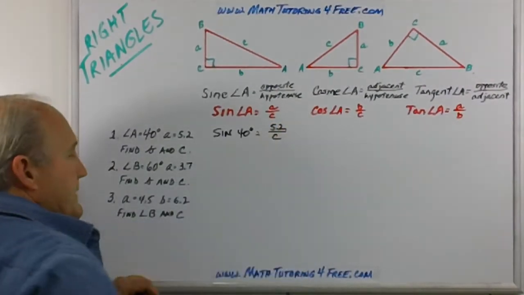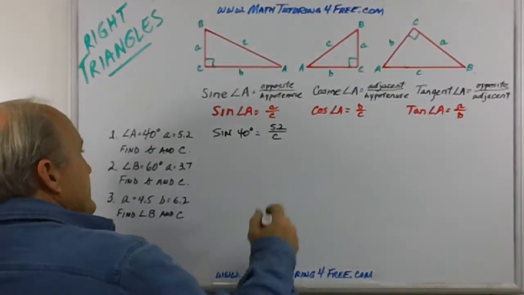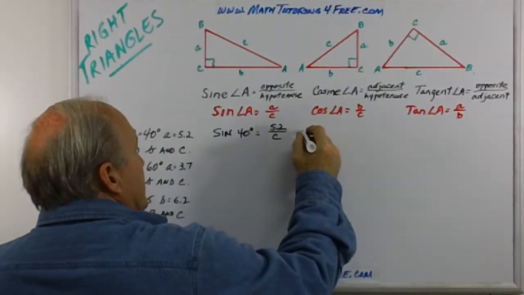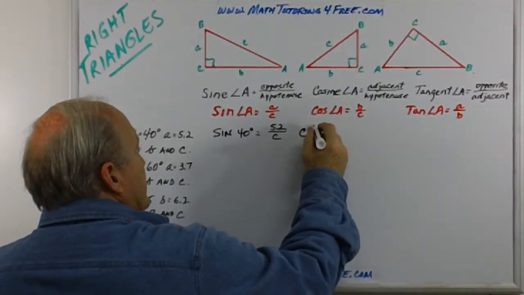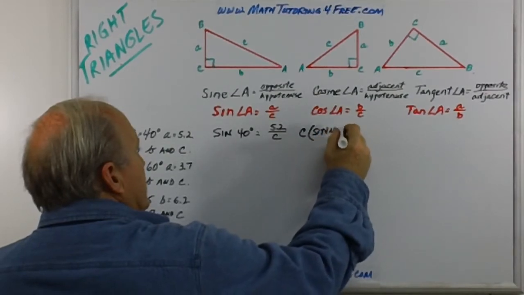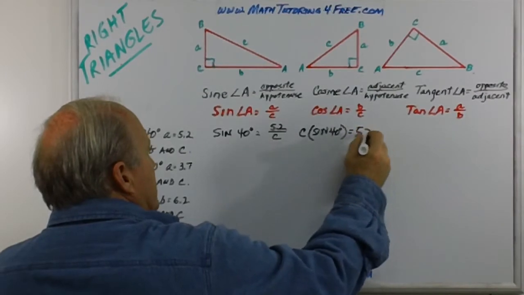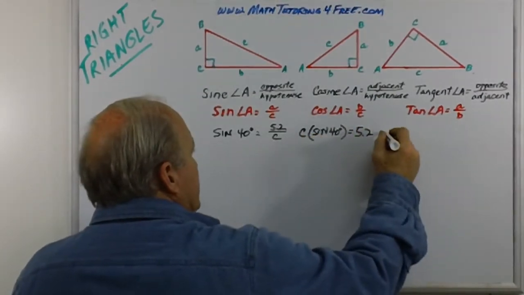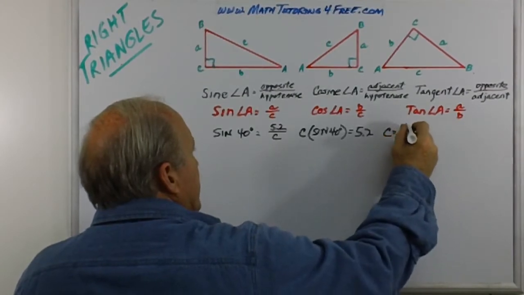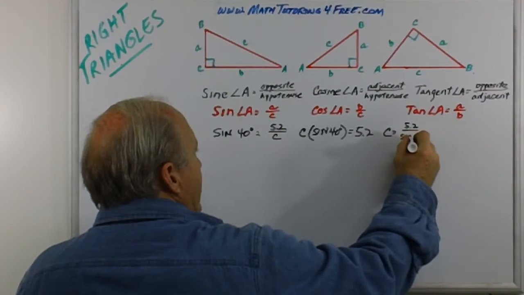which is C. So to solve for C, we need to first what? Get C by itself. And so therefore, if we cross multiply, we'd have C times the sine of 40 is equal to 5.2. To get C by itself, we divide by the sine of 40. So we now have C is equal to 5.2 over the sine of 40.